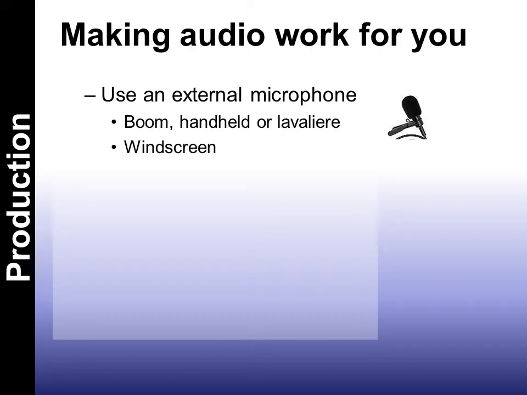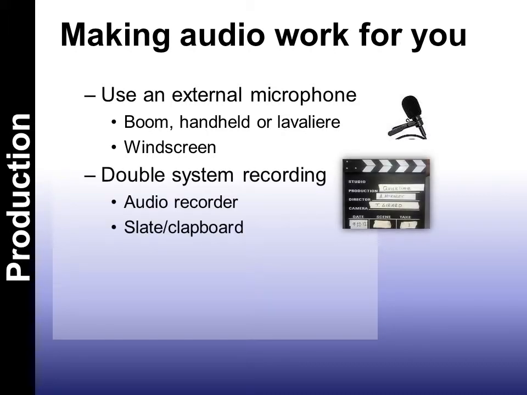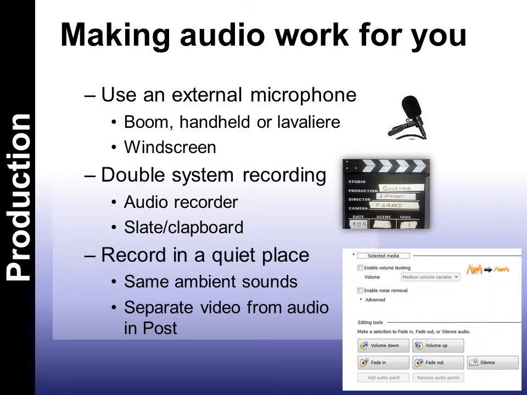If you have an external microphone, then you'll need a double system recording. And that means that you'll have the audio recorder, a digital audio recorder, and then you'll need a slate or clapboard so that it makes sound and you can sync them together. And also record in a quiet place. Make sure that you have the same ambient sounds, and you can separate the video from the audio in post-production.